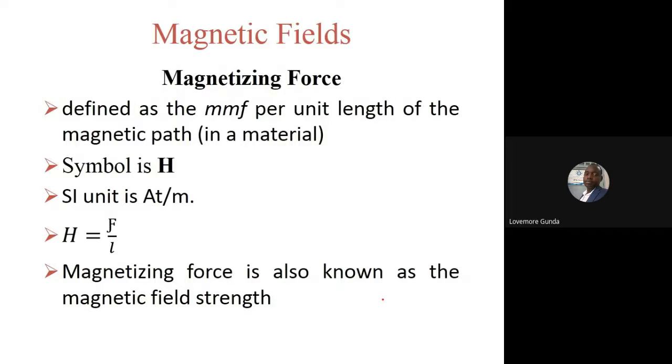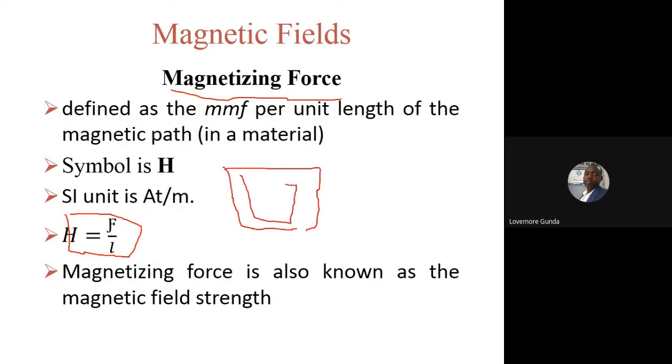Magnetizing force is defined as the MMF per unit length of magnetic path. Symbol H. So H is equal to magnetomotive force over the length of the magnetic path. So realize that in magnetic fields, we talk about the path. The difference is that in electric circuits, you are given resistance and the like. Here we talk about the length of the path, which determines, in loose terms, its resistance to the flow of flux.